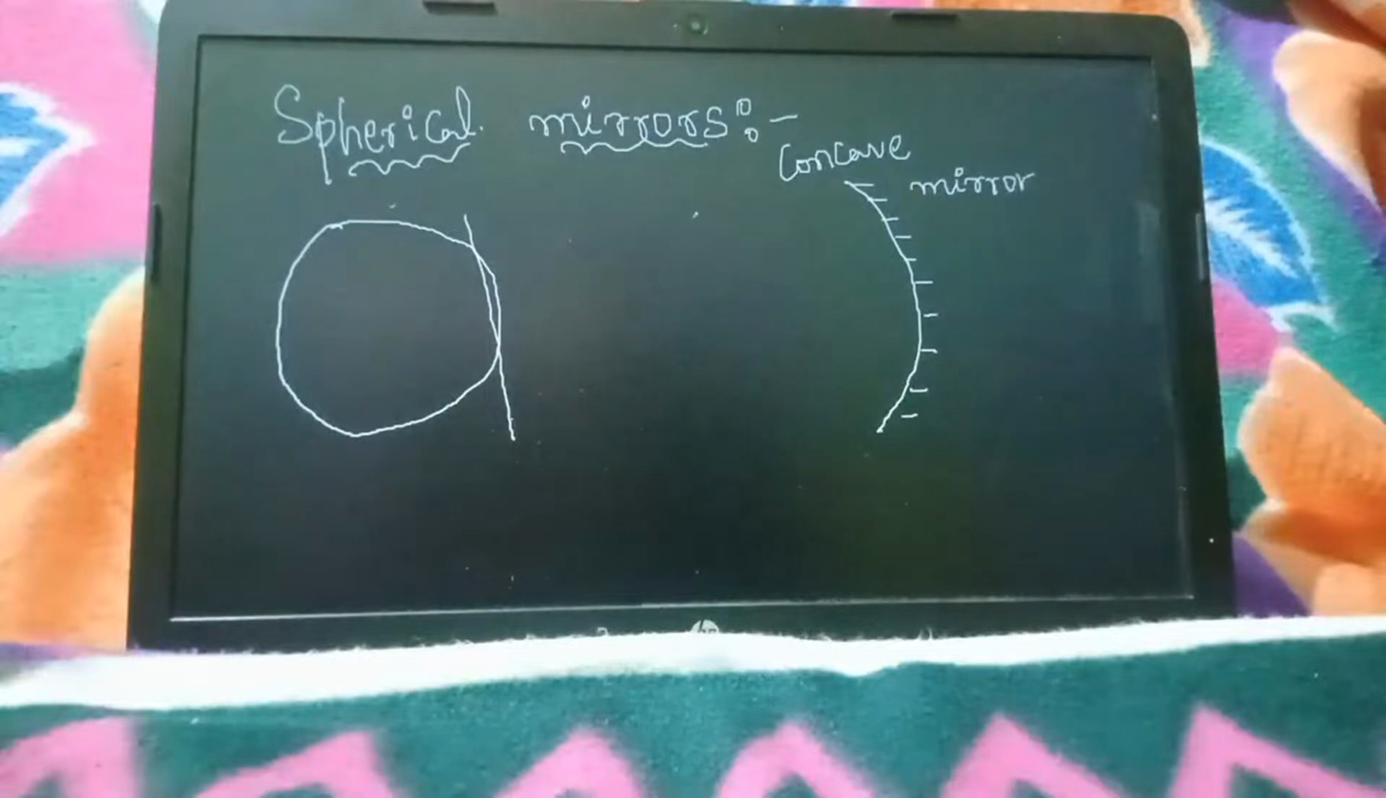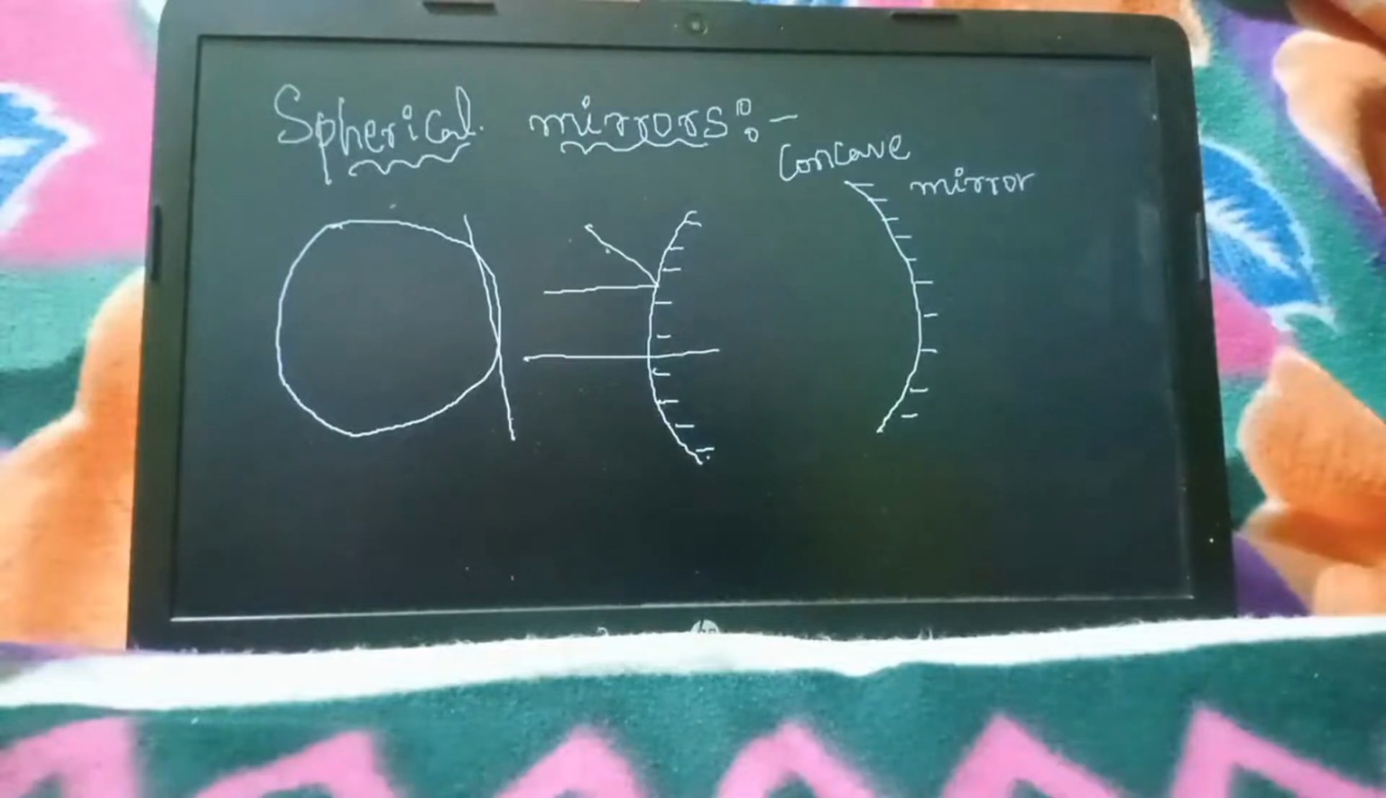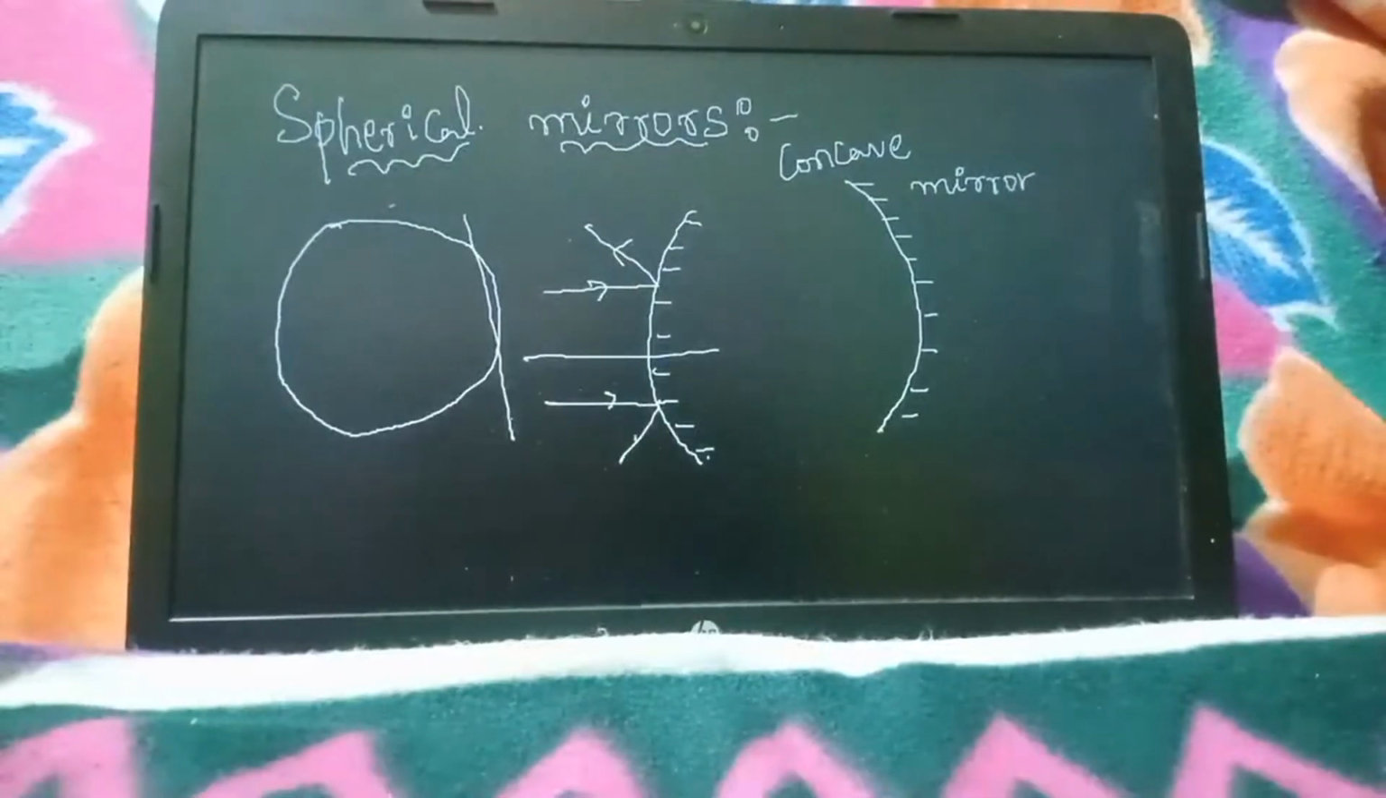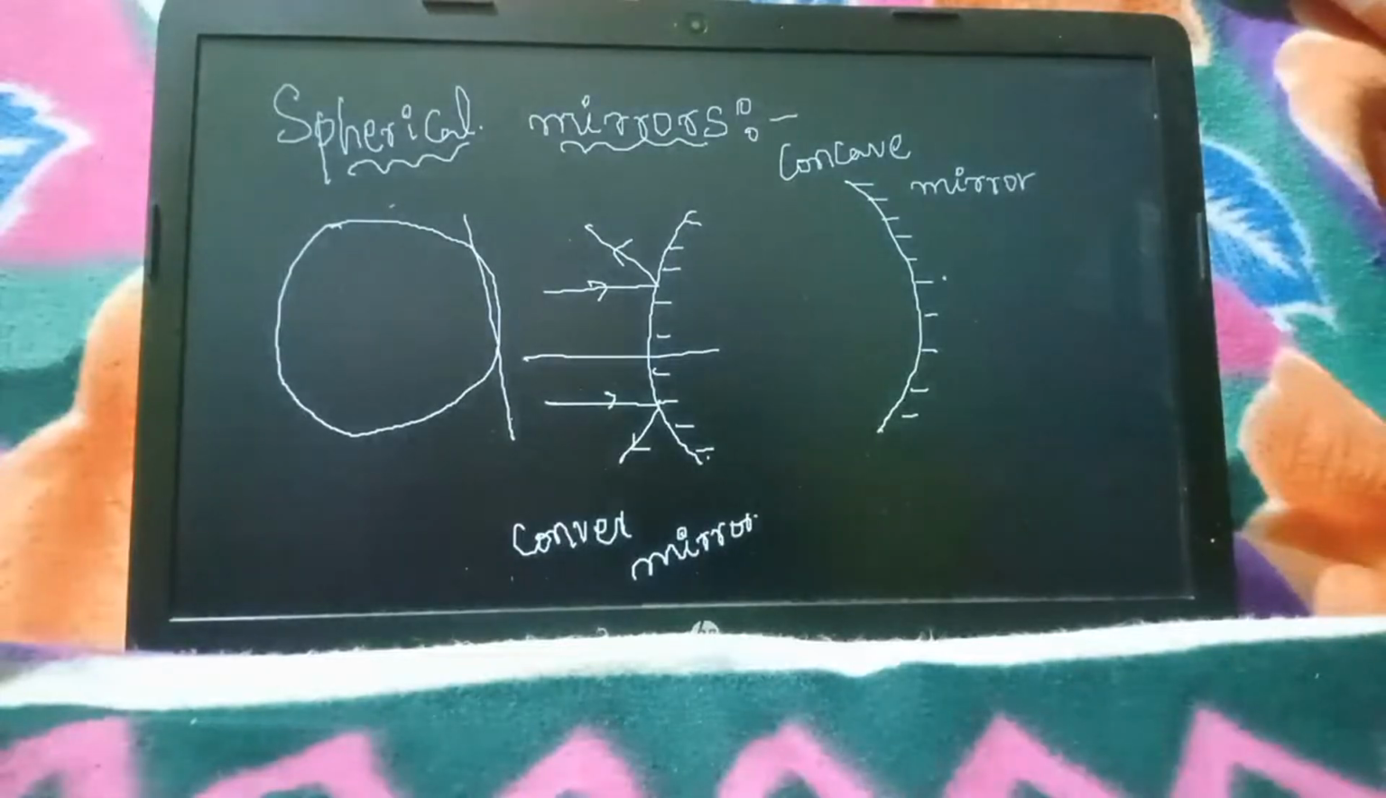If you are taking one more, the reflecting surface will be outside and the coating will be inside. So I'm taking it like this, and the reflection will be like this. This type of mirror is called a convex mirror, and this mirror is called a concave mirror. Here you need to understand one thing.